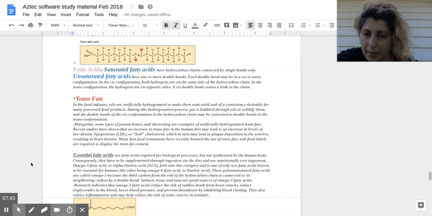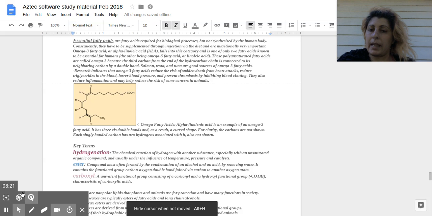Salmon, trout, tuna are good sources of omega-3 fatty acid. Research indicates that omega-3 fatty acids reduce risk of sudden death from heart attacks, reducing triglycerides in the blood, lowering blood pressure, preventing thrombosis by inhibiting blood clotting. They also reduce inflammation, helping to reduce risk of some cancers in animals as well.